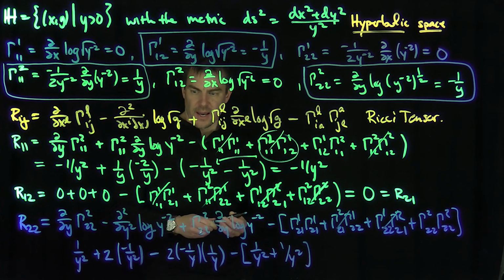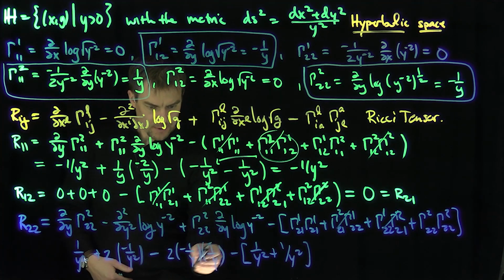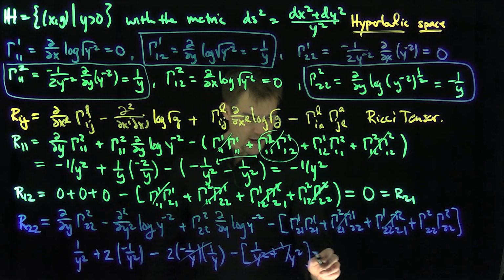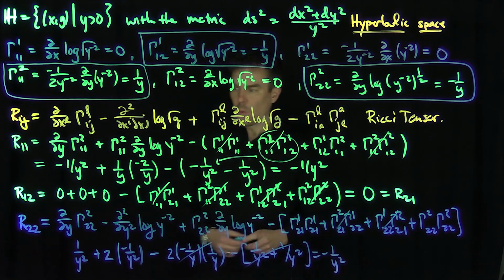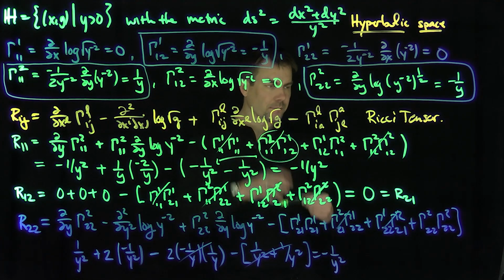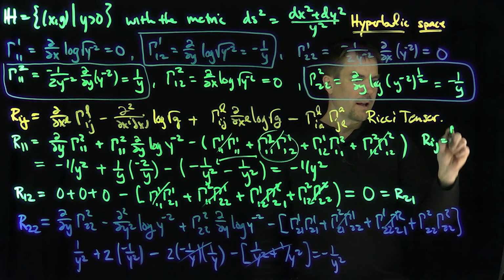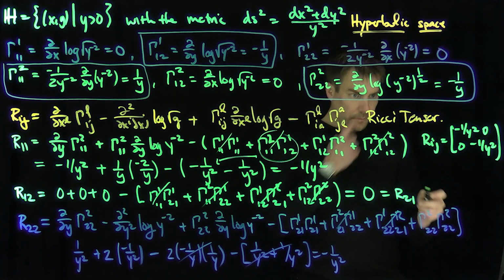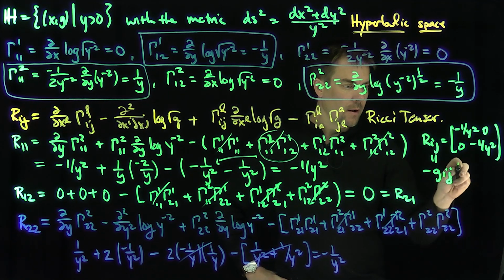Great. And let's count what's going to happen over here. So I'll have this positive 1 over y squared, right? So these terms and these terms are going to cancel out. And then I have 2 of these and 1 of these over here, so that's just going to be negative 1 over y squared. Beautiful. So now what we've done is we've shown the following. We've shown that our Ricci tensor, Rij, is really negative 1 over y squared, 0, 0, negative 1 over y squared, which is equal to the negative of the metric tensor.